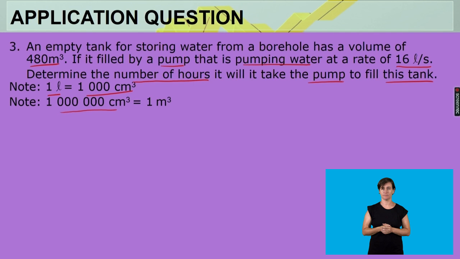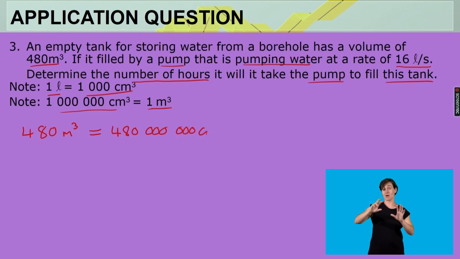Remember, we are saying here that the borehole has a volume of 480 cubic meters. So I will first convert that to cubic centimeters. So let's take that, 480 cubic meters equals. And remember now, 1 cubic meter equals a million cubic centimeters. So therefore I will take the 480 and multiply by a million. We agree. Then that will give me 480 million cubic centimeters.